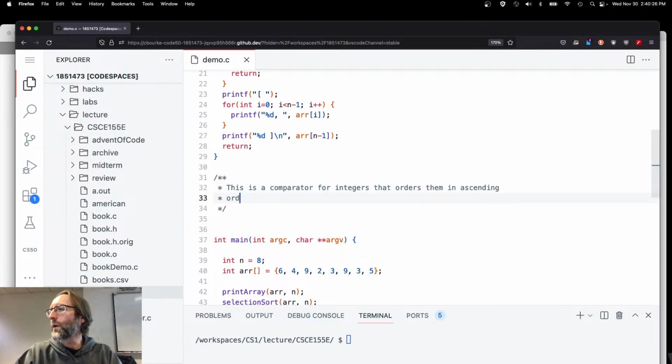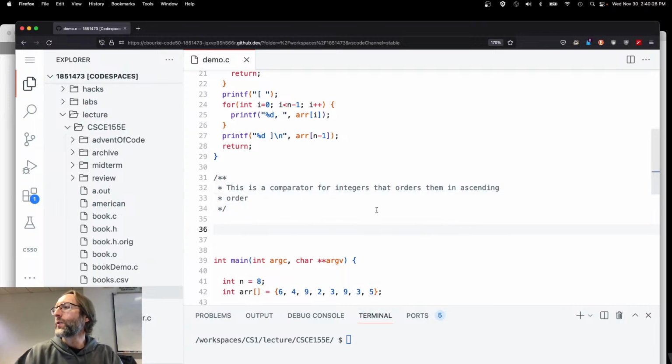In ascending order, right? Note here the word I'm using. I'm not saying that it sorts them, right? It doesn't sort them. It orders things. It just orders two things. It goes like this, this, or they're equal, right? A sorting algorithm would be responsible for actually sorting them. So orders them in ascending order, right?